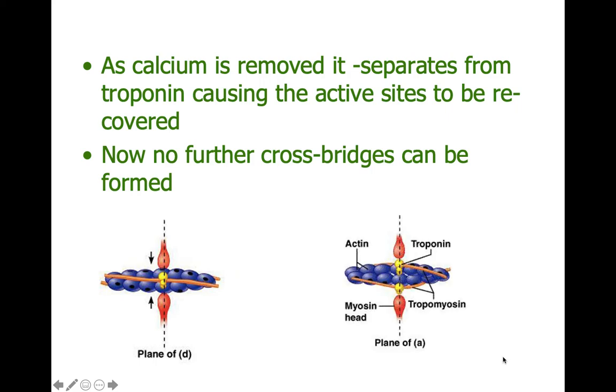Now, what's going to happen once we take the calcium out of there? Troponin is going to go back to its original position, which causes tropomyosin to go back to its original position, which covers those active sites. So the myosin head can no longer connect to our active sites.